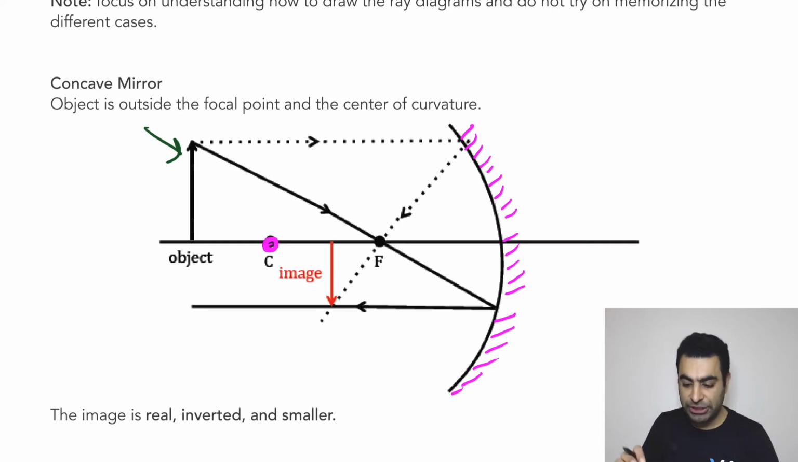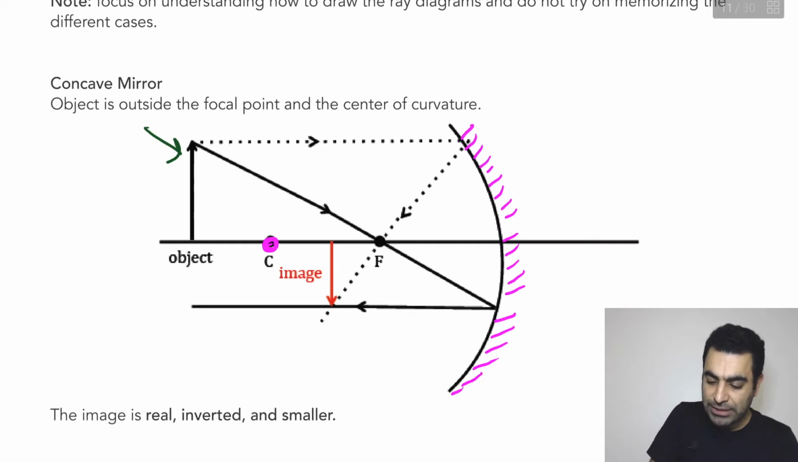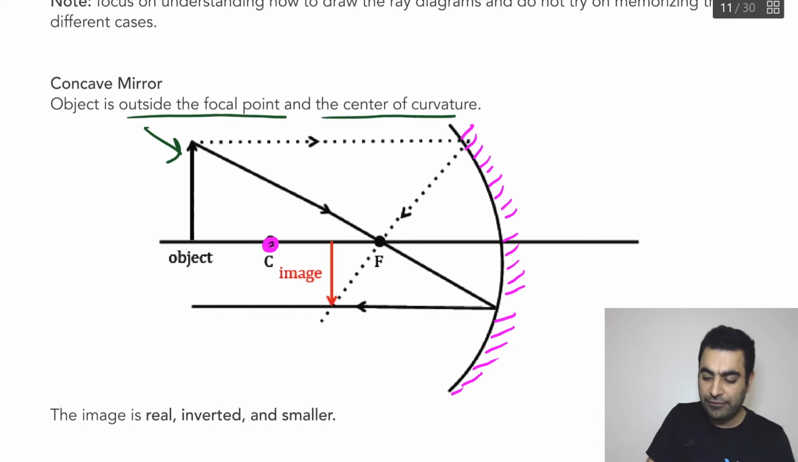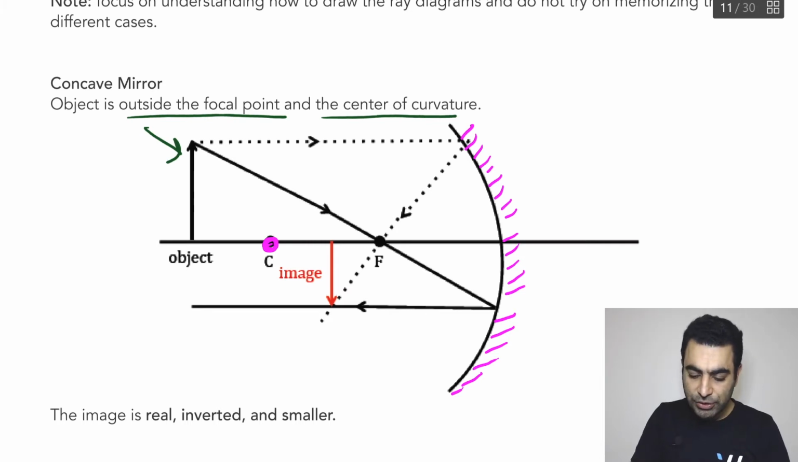Pay attention to the position of the object. In this case, I put the object out of point C. It means that this object would be outside the focal point and outside of the center of the curvature, which is point C. If I put the object here, let's see how we can predict what type of image we're going to produce. I'm going to consider two different rays.